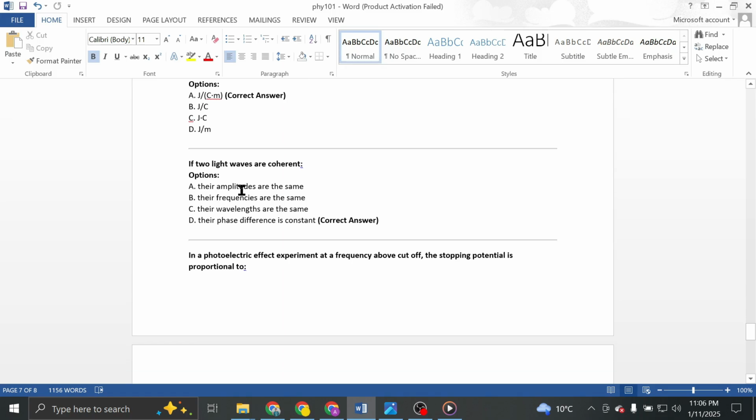If two light waves are coherent, options: A. Their amplitudes are the same. B. Their frequencies are the same. C. Their wavelengths are the same. D. Their phase difference is constant. Correct answer.